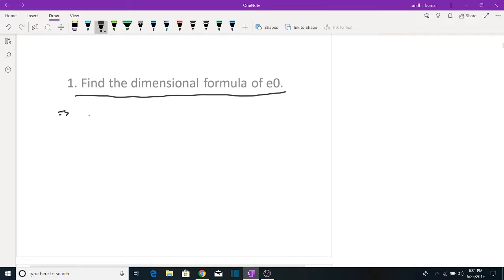According to Coulomb's law, F equals K Q1 Q2 upon r square. Here K is equal to 1 upon 4 pi epsilon naught epsilon r. That is epsilon naught, the constant value for a medium. The value of epsilon naught is equal to 8.85 into 10 to the power minus 12.